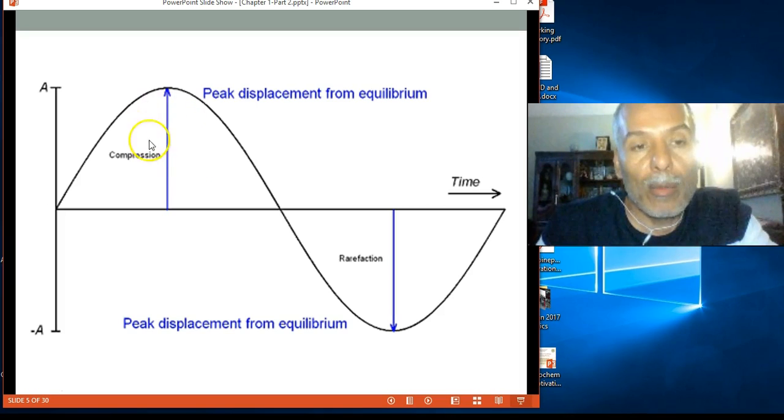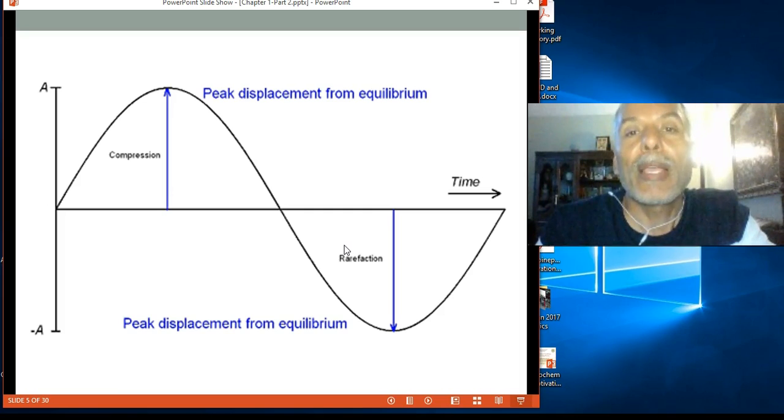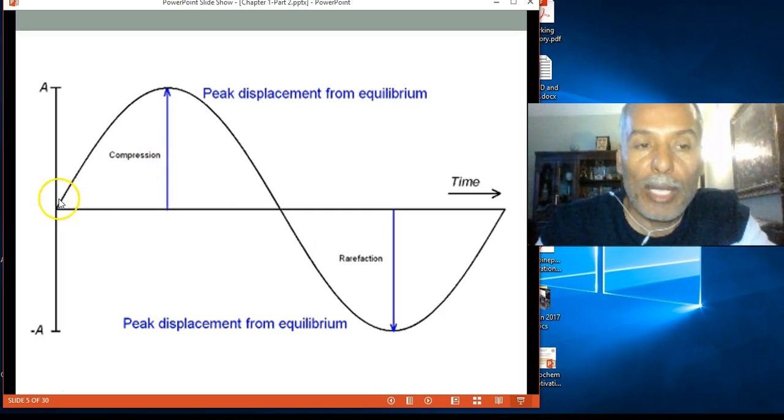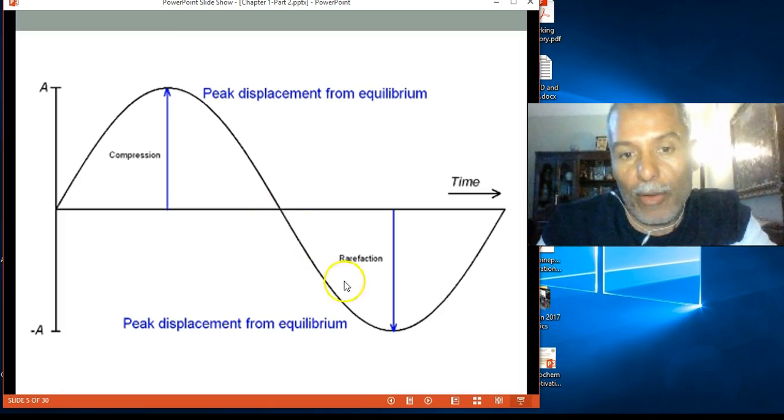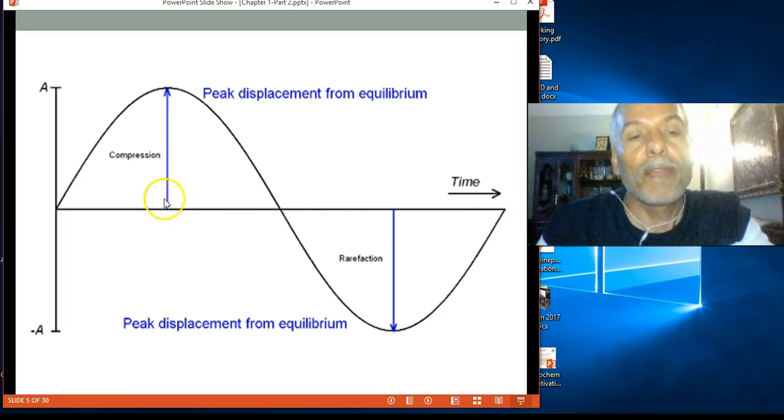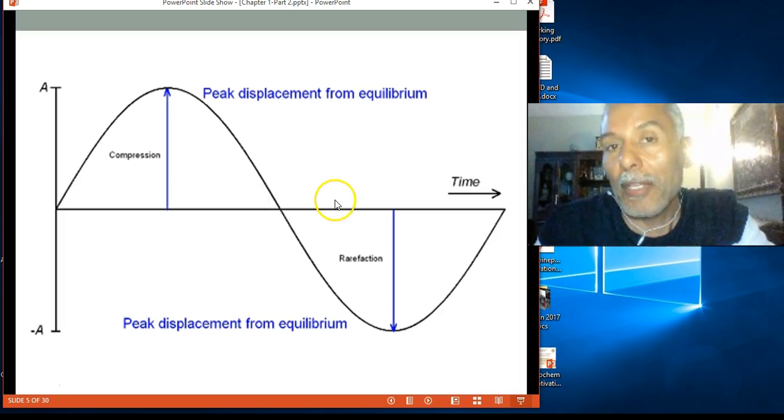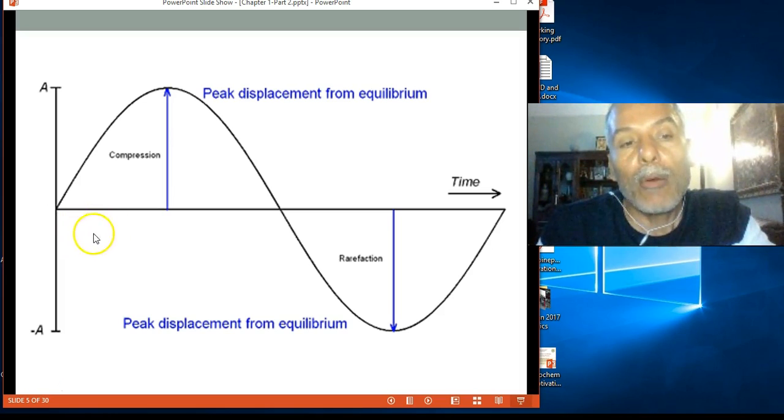So this compression and this rarefaction together make the wave. Compression makes half of the wave. It ends here at rest, and then rarefaction makes the other half, which also ends again at rest. If you want to now measure the length of the wave, you can measure it here on this line, how long it is in feet, or in yards, or in meters, whatever it is. You can also measure it in time and see how long it takes for this wave to be made.